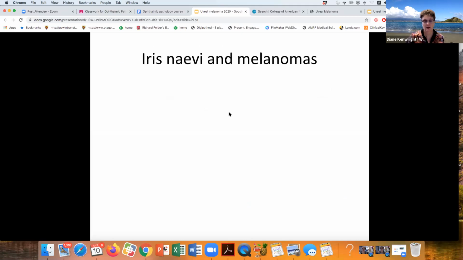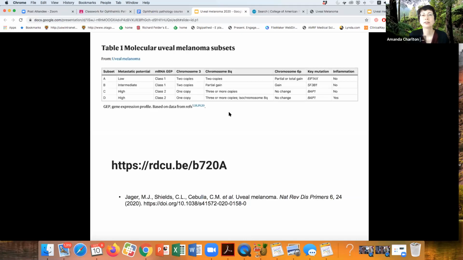Any questions about genetics of melanomas? I'm sure you've heard that talk before. Diane, I noticed you were talking about the immunohistochemistry and BAP, and then you said loss of brown staining. What does that mean? I thought all melanomas were brown.